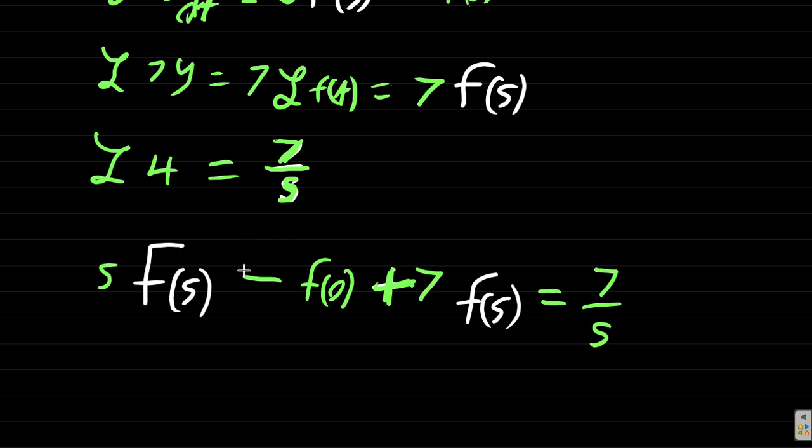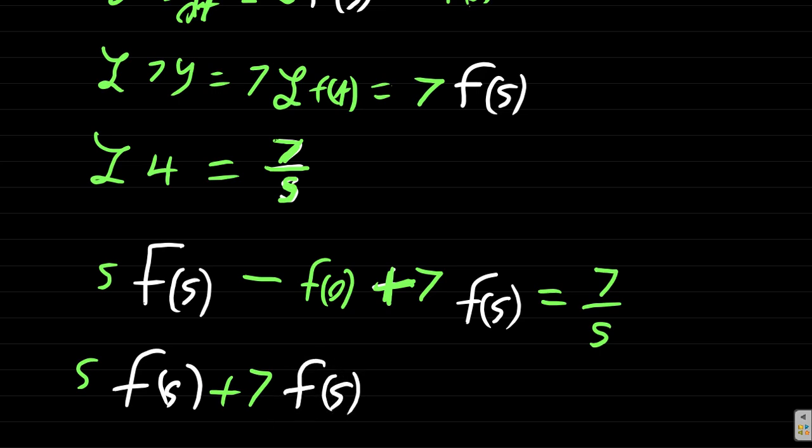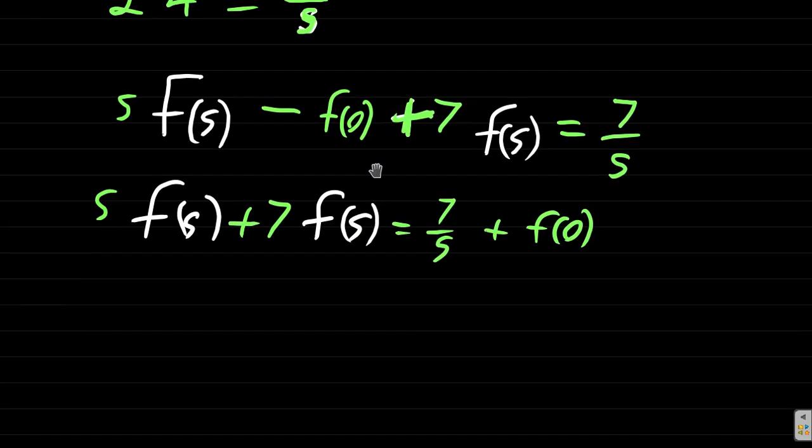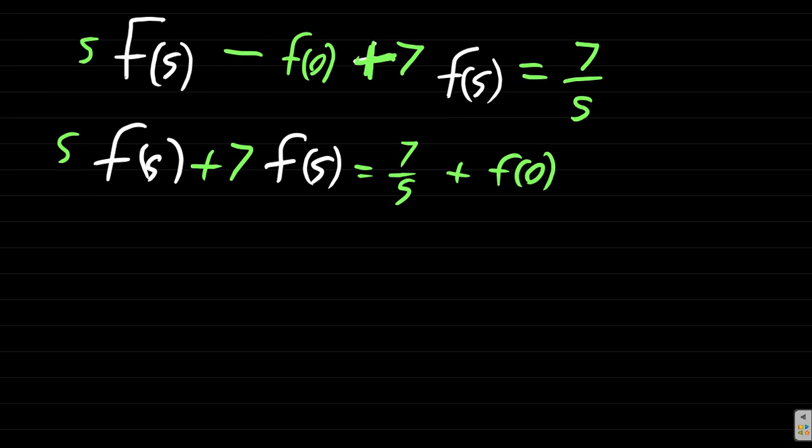Now let's transpose to make F of s the subject. So we have s F of s plus 7 F of s equals 4 over s plus f of 0. Alright. See the transposition there? Then we factor out F of s, F of s outside the bracket. Inside the bracket we have s.